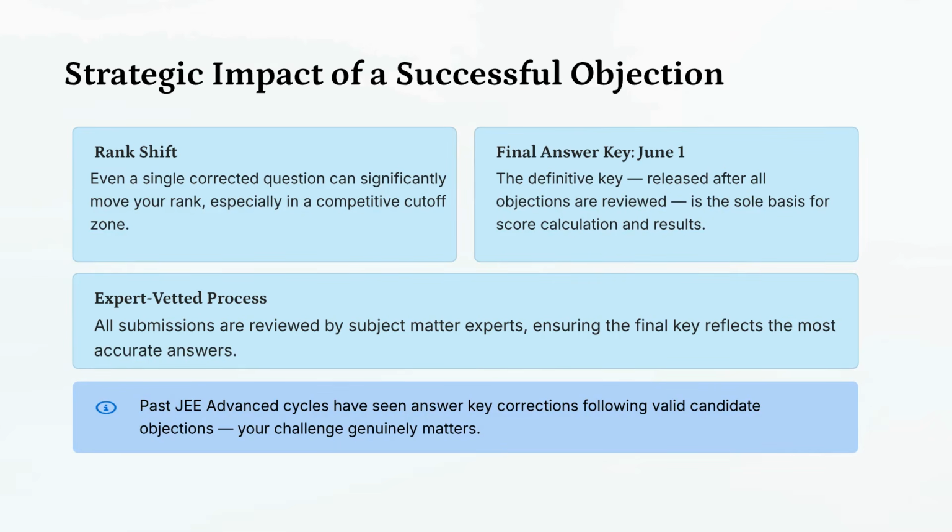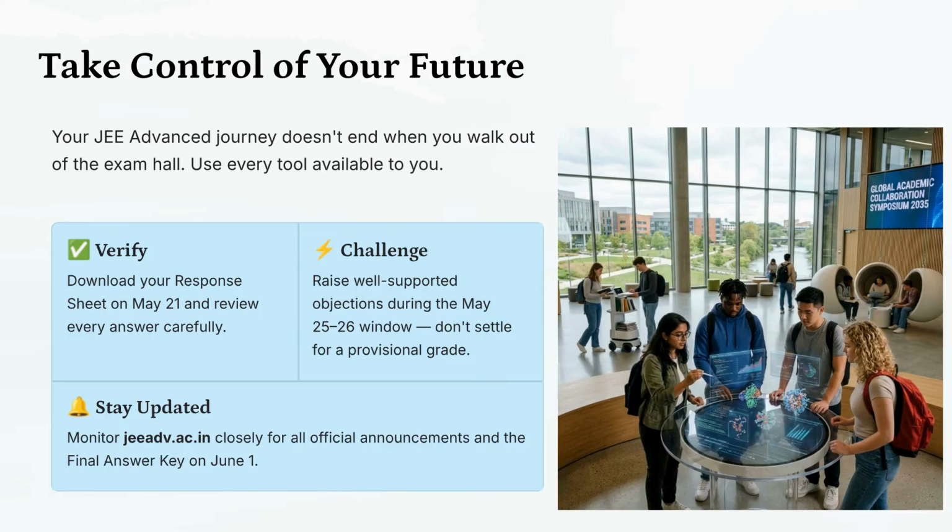Many students underestimate the importance of raising objections, but it can make a real difference. A single corrected question can improve your score and significantly affect your rank, especially if you are close to a cutoff. All objections are reviewed by expert subject panels before the final answer key is prepared. In the previous year, valid student objections have led to official corrections. So if you believe there is an error, don't hesitate to challenge it with proper evidence. Your effort can genuinely impact your final result.